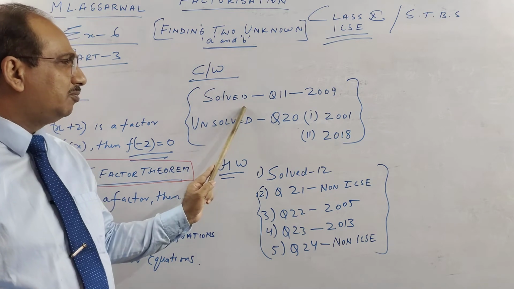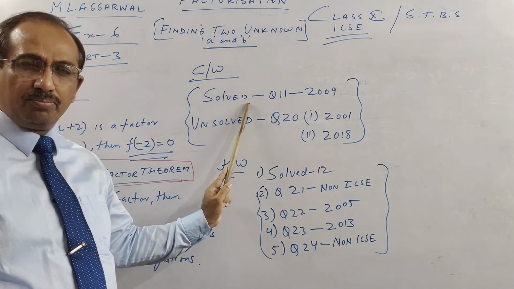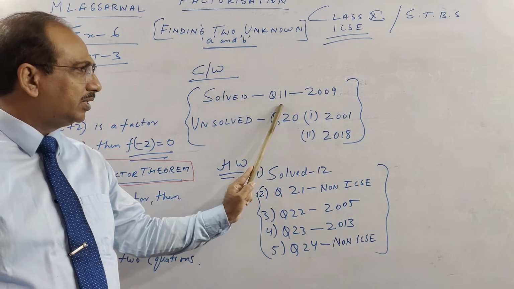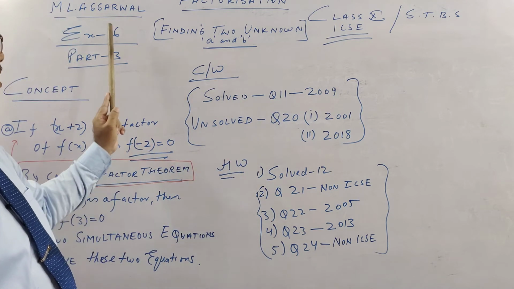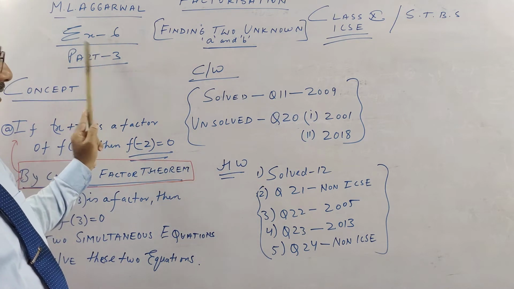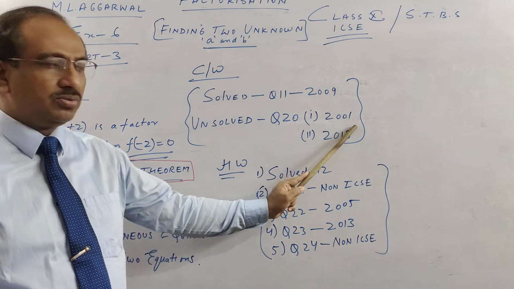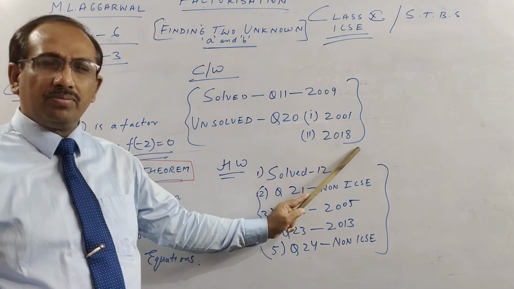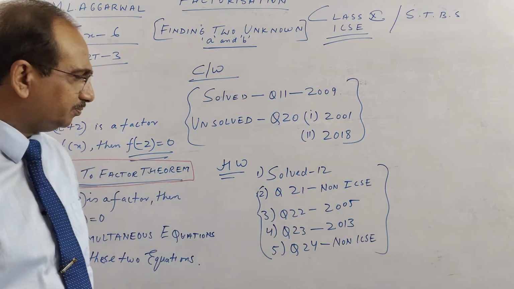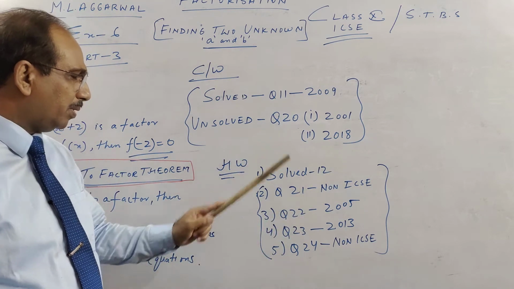Today the first sum which I'll do is solved example 2, the 2009 question, which is question 11 in ML Aggarwal's book, exercise 6. Then two unsolved examples, question 20 part 1 which came in 2001 and part 2 which came in the 2018 ICSE question. Okay, it came in the ICSE paper.